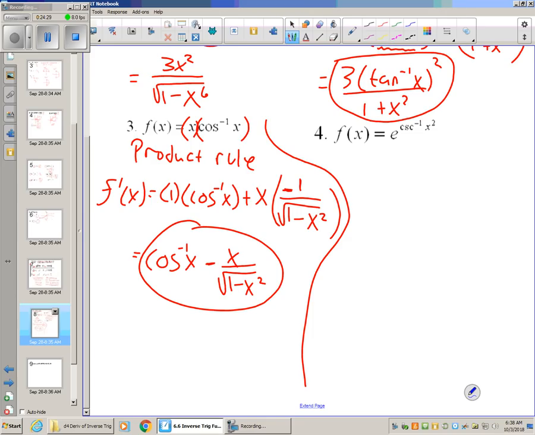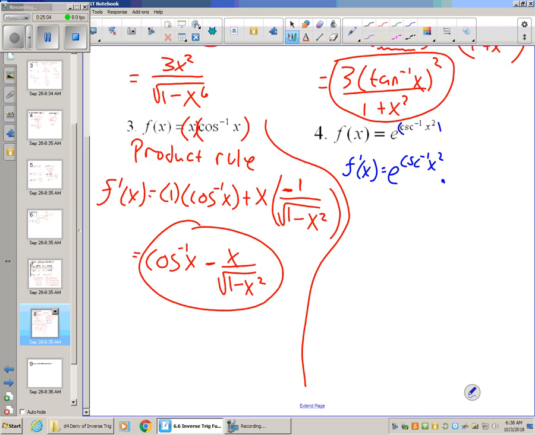Okay. So, let's try number 4. Let's try our last one. Okay, now look, it looks like we have base e raised to some function power. Okay, we know how to do this from yesterday. If I want to find the derivative of this, remember we're taking the derivative of an e to some power, e to the u. Well, remember the derivative of e to the u is just e to the u. So e to the cosecant inverse of x squared, but we got to multiply by the derivative of u, whatever that quantity is.